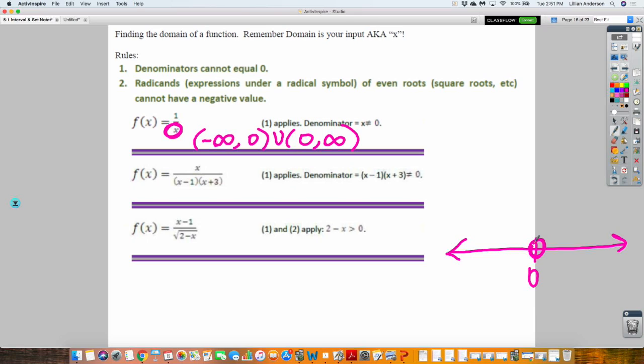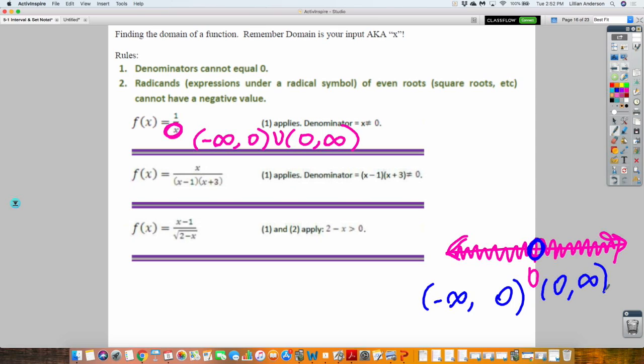So what would that look like on a number line? Here's 0. Since it can't equal 0, it's going to be an open circle, but it's every other number possible. So it's all of this, and it's all of this. It's everything but 0. Okay? So, negative infinity to 0, but it's not included. It goes so close, but it's not actually ever 0. Does that make sense?